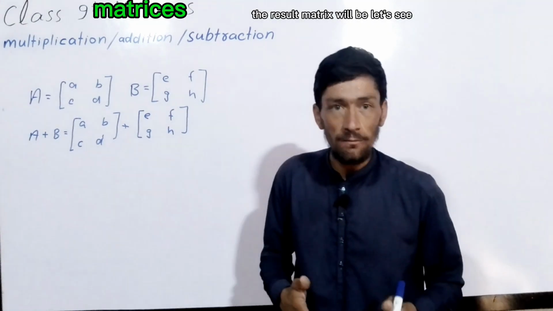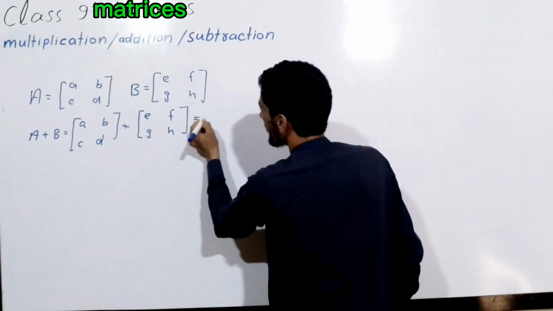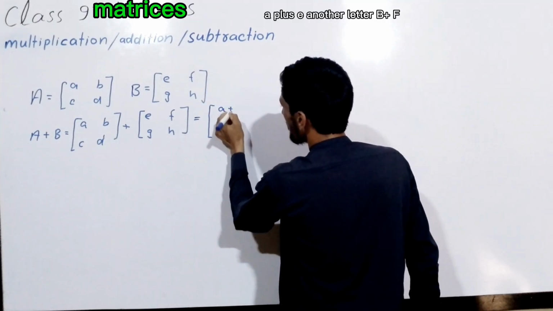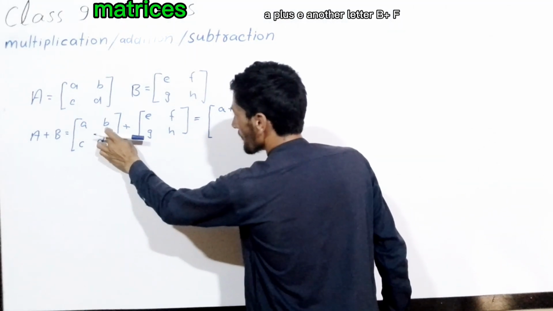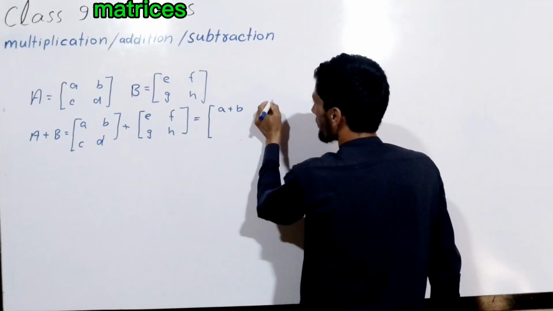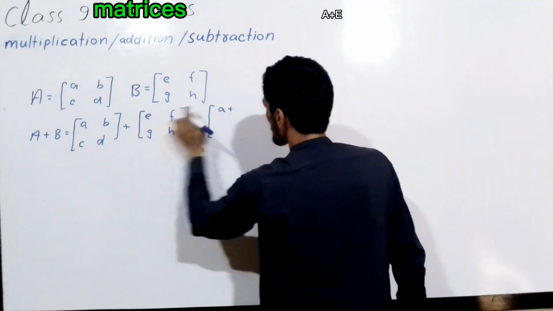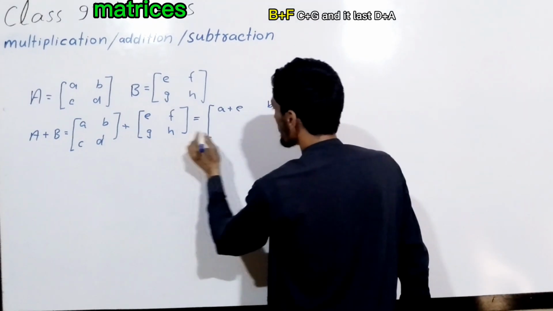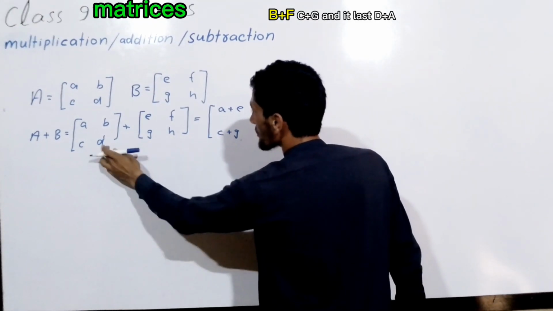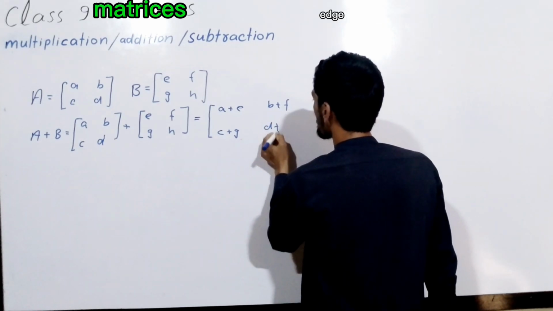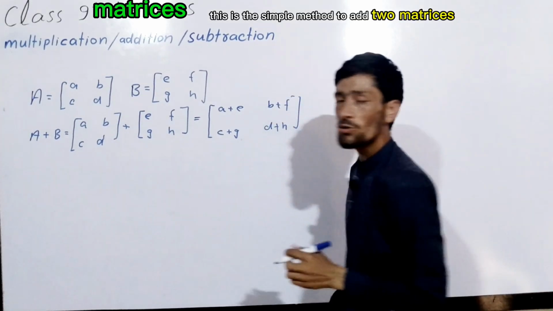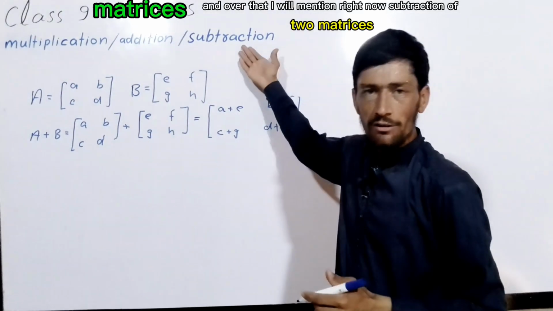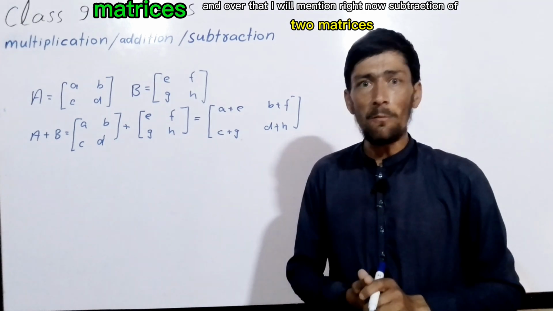The result matrix will be A plus E, B plus F, C plus G, and at last D plus H. This is the simple method to add two matrices. And after that, I will mention subtraction of two matrices.